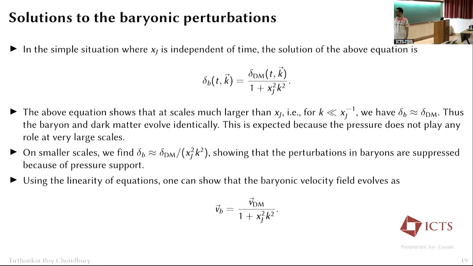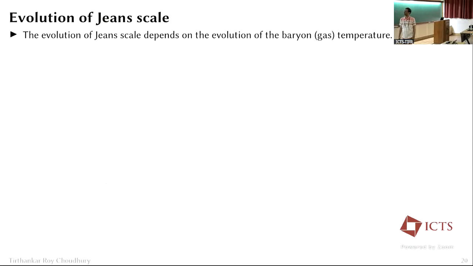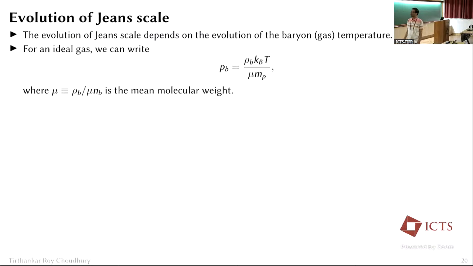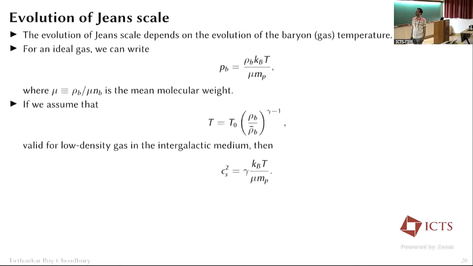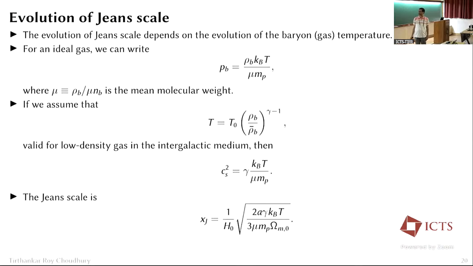You can find similar equations for velocity as well. We assumed the Jeans scale to be constant, but actually it is not. You can do simple calculations. If you assume the gas to be ideal, you can write a relation between pressure, density, and temperature. If you assume that the temperature depends on density like this, which is often the case for low density gas in the intergalactic medium, you can write down what the sound speed would be and hence the Jeans scale. So the Jeans scale will look something like this.